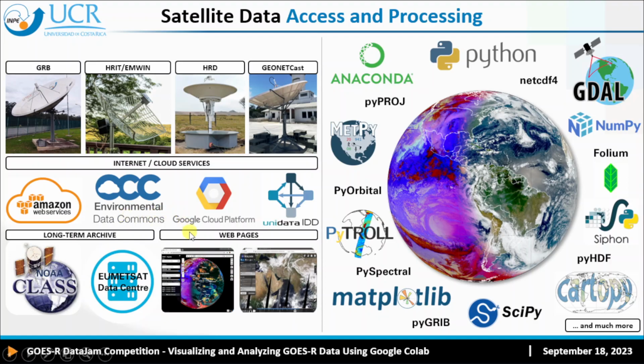NOAA provides these datasets in a format that can be processed according to the user's needs. Fortunately, there are open source tools freely available to process this data, and Python is one of these options. On the right, we have a GOES-16 ABI full disk RGB composite created with Python and some of the libraries that are available that could be used to process and visualize GOES-R data.